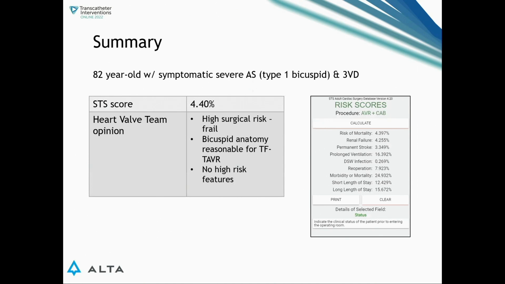Next slide. I'll summarize what I've said so far and then maybe start some of the points of discussion. So this is an 82-year-old gentleman. He has severe symptomatic aortic stenosis with a type 1 bicuspid and also has multivessel coronary disease. We convened a multidisciplinary heart valve team meeting. His STS score there is 4.4%. I will draw your attention to the 25% predicted morbidity or mortality related to surgical aortic valve replacement and bypass surgery. He's also quite frail, and yet bicuspid anatomy that we thought was reasonable for consideration of transfemoral TAVR. There are also no concomitant high-risk features.